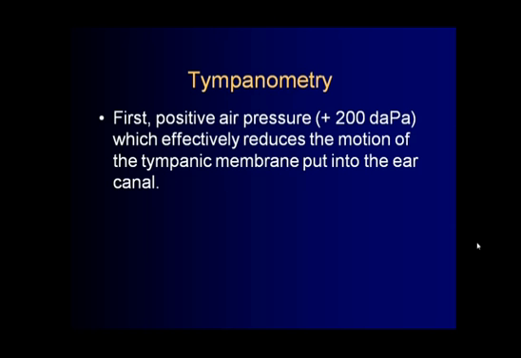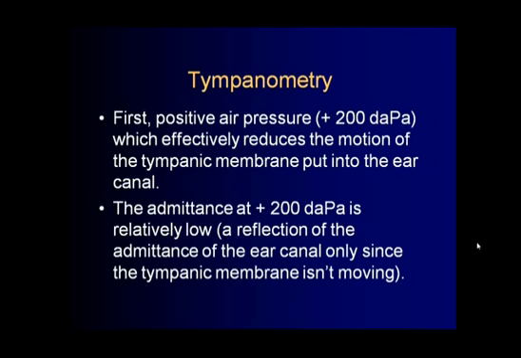So imagine a plug placed in the ear canal, and air is forced into the ear canal. You're looking at the tympanic membrane, and all of a sudden it starts to stiffen up because we're forcing all this air into the ear canal. The admittance at 200 decapascals is going to be relatively low. It's a reflection of the admittance of the ear canal only, since the tympanic membrane isn't moving.